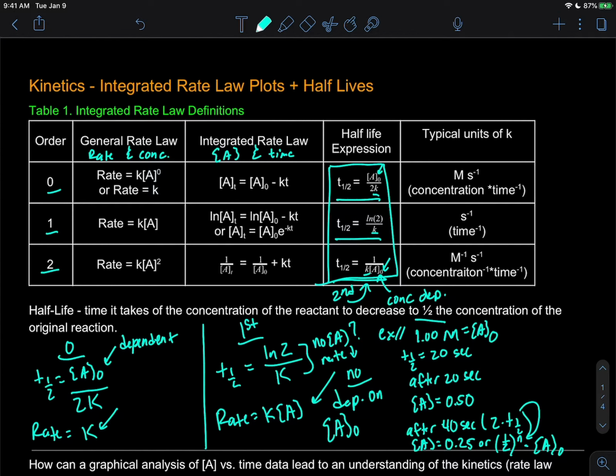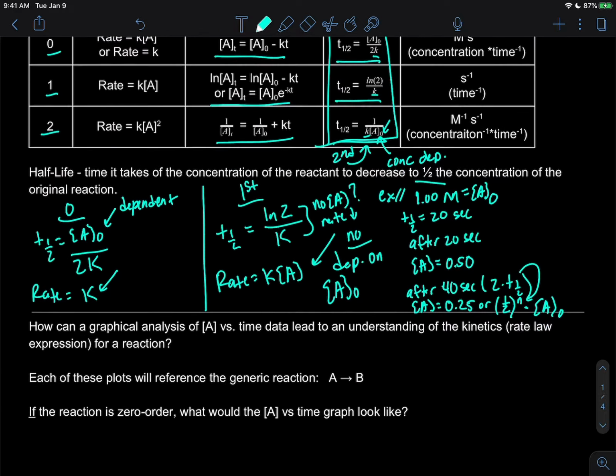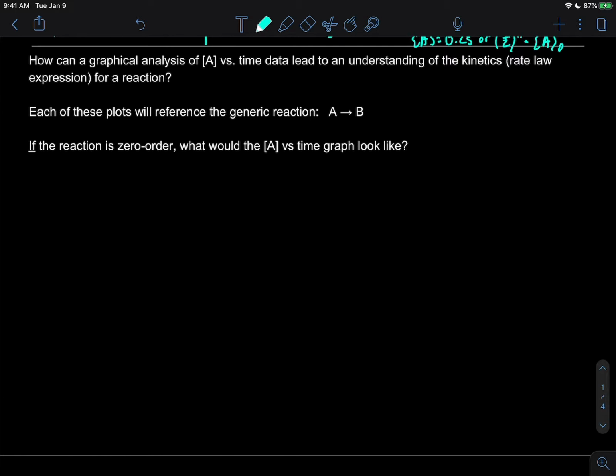Now what we're going to do is take these representations of concentration and time, and look at what kind of information we can get from a graph or plot of concentration and time as our two variables. We want to investigate what kind of information a concentration versus time graph can give us about our rate law or integrated rate law relationship, basically the kinetics of the reaction.